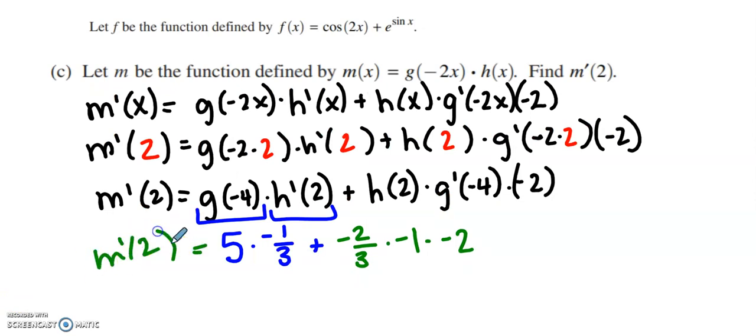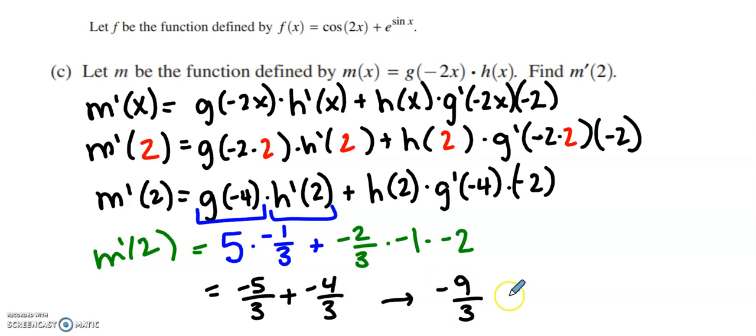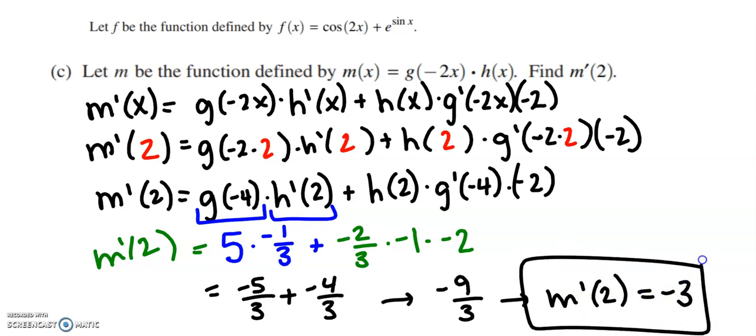Again, you could stop here if you wanted, but to clean this up, I've got -5/3 plus -2 times -1 is +2/3 times -2 is going to be -4/3. So this will be -9/3, which means that m prime of 2 is really equal to -3 for the most cleaned up answer.